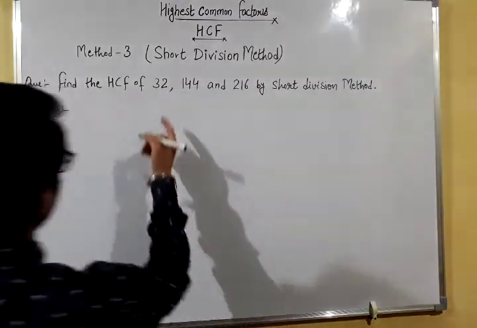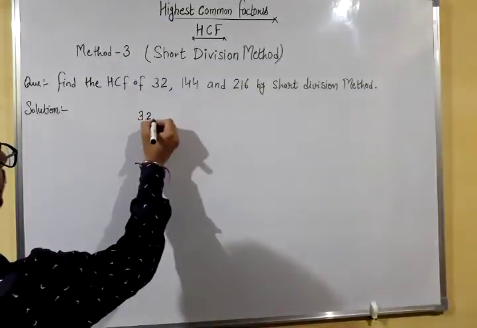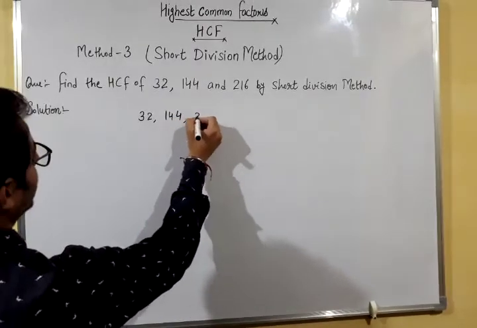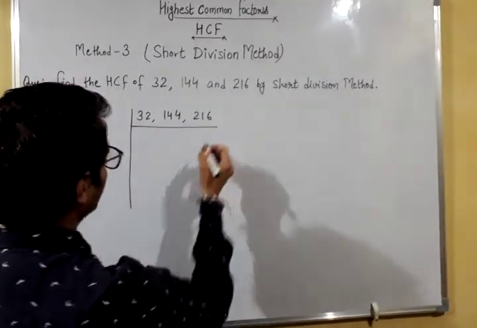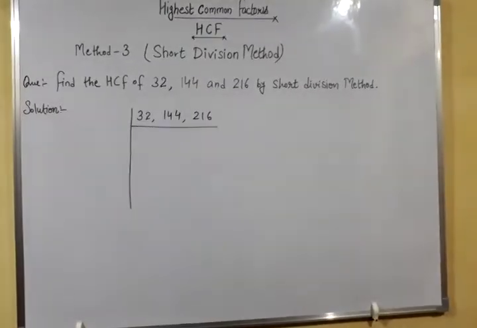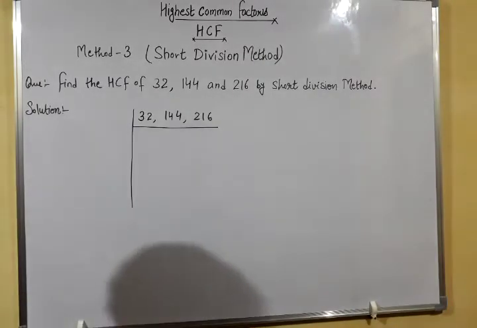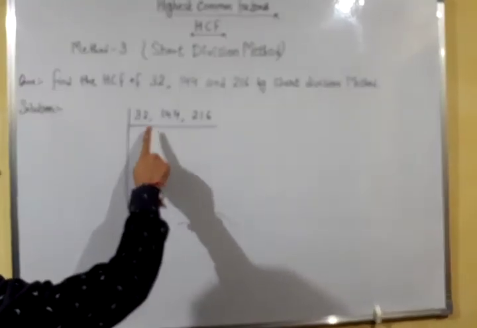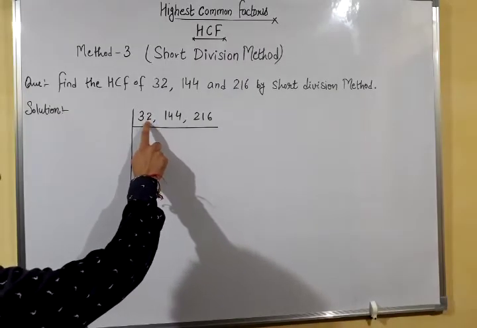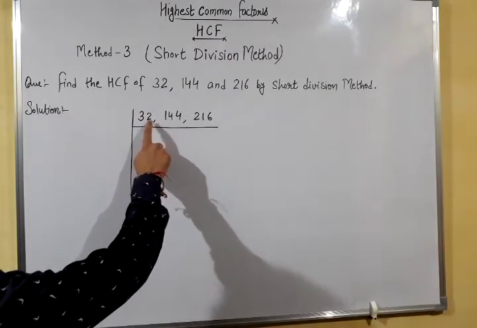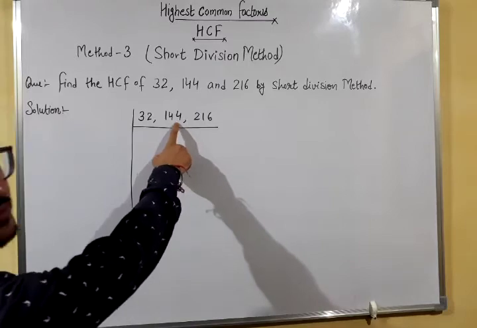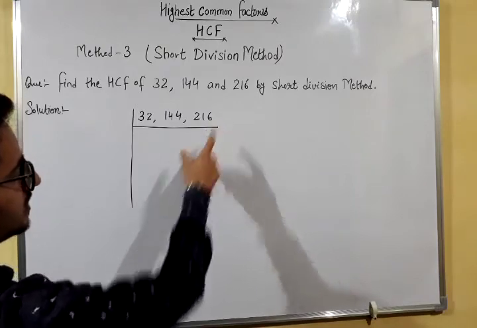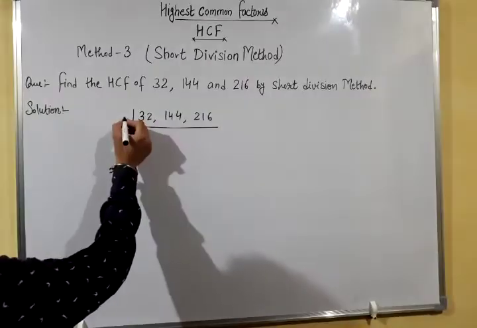We need to write the numbers 32, 144 and 216 together in this method, and now we will divide these numbers together by a common number. Here we will apply divisibility rules. The unit digit of 32 is 2, which is divisible by 2. The unit digit of 144 is 4, which is also divisible by 2. And the unit digit of 216 is 6, which is also divisible by 2. So divide it by 2.